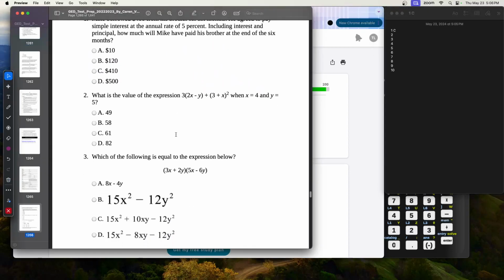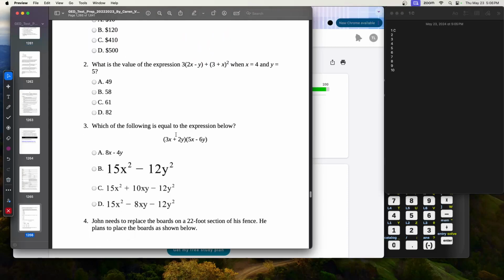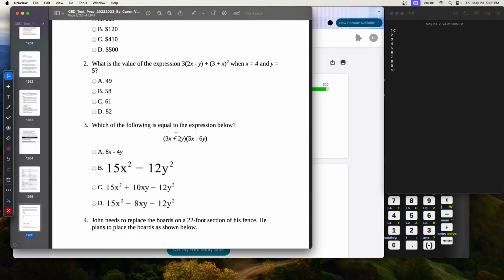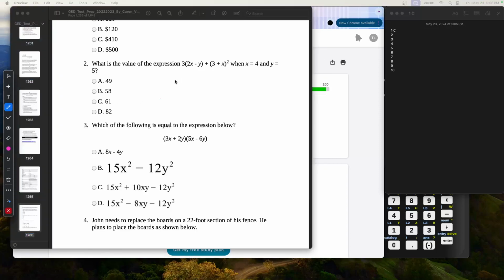Question 2. What is the value of the expression 3 times (2x minus y plus 3) plus x squared when x is 4 and y is 5? Okay, simple enough. Let's go ahead and plug in the numbers. So we have 3 times (2 times 4 minus 5 plus 3) plus 4 squared, right? Wherever I see an x, I'm going to replace that with a 4. Wherever I see a y, I'm going to replace that with a 5 and then do the calculation. Pretty straightforward. So here, let's start with this part.